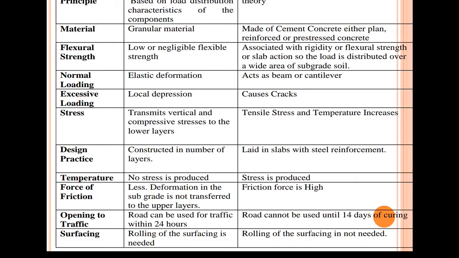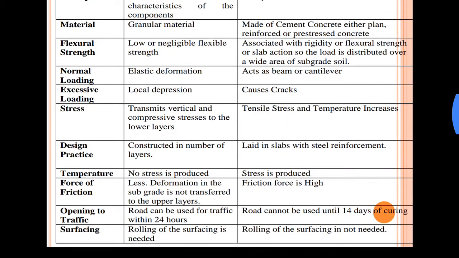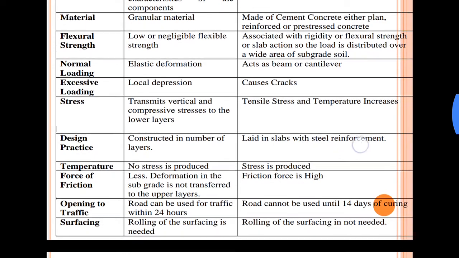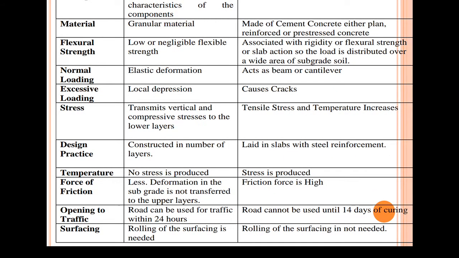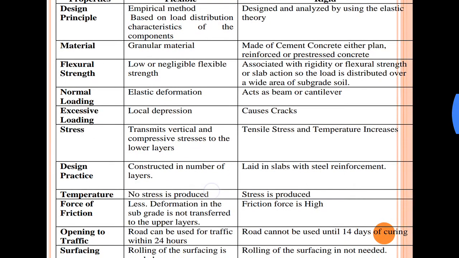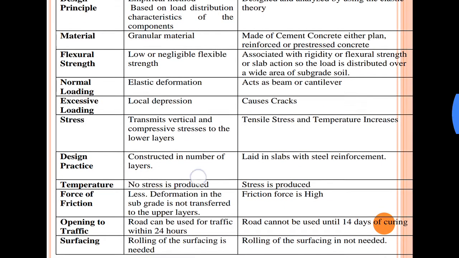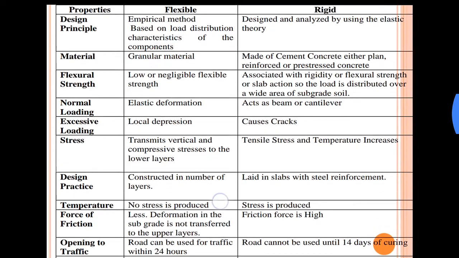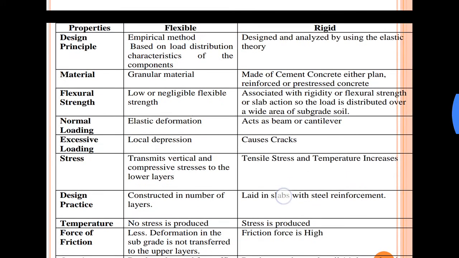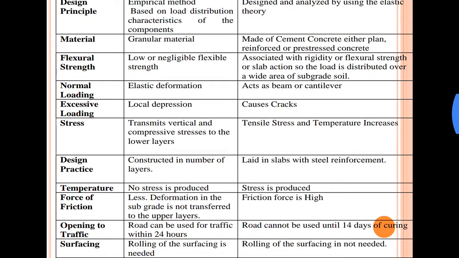Design practice: flexible pavements are constructed in a number of layers, and in the case of rigid, they are laid in slabs with steel reinforcement. Temperature: the temperature will not produce any stress in the case of flexible pavements, since they are allowed to expand or contract to some extent, but in the case of rigid pavements stress is produced. So temperature stresses are an important consideration in the case of rigid pavement.